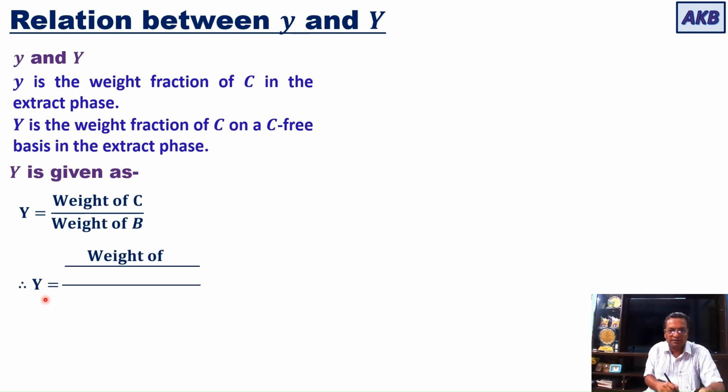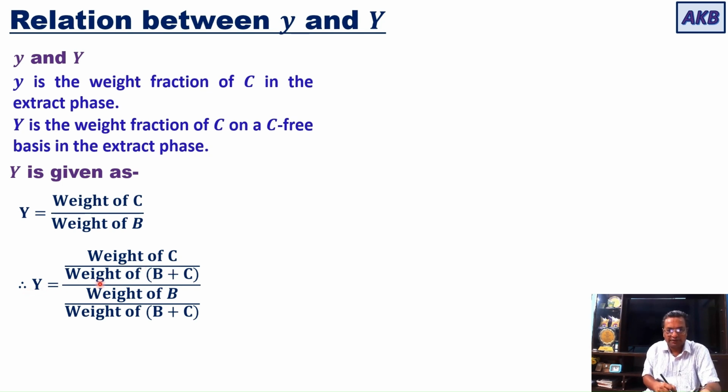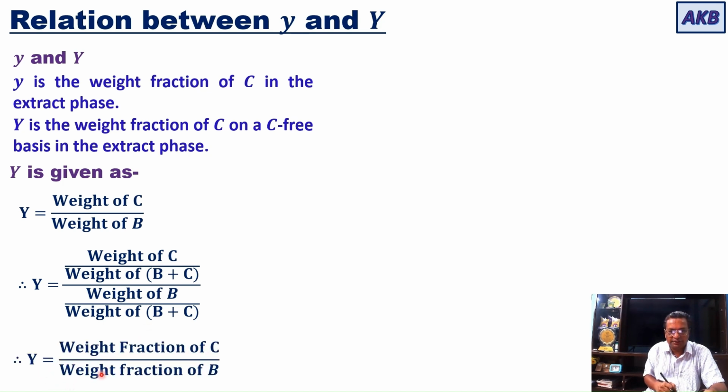Now I'll just make a simple change. I will divide the numerator and denominator by the total weight of the extract. So that is capital Y is equal to weight of C divided by weight of B plus C, the weight of extract phase, divided by weight of B divided by weight of B plus C. That is individual weight divided by total weight. So weight of C divided by total weight is weight fraction of C. Weight of B divided by total weight is weight fraction of B. So capital Y is equal to weight fraction of C divided by weight fraction of B.